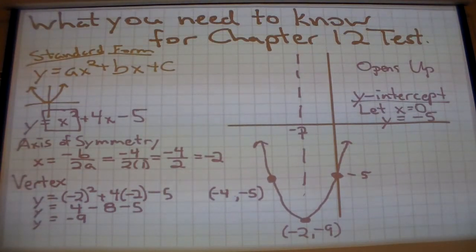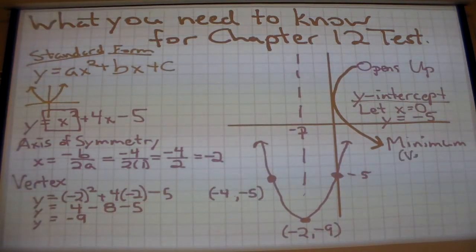All right, now, because it opens up, do we have a maximum or a minimum? Minimum. And the minimum is the vertex, which in this case we said was (-2, -9).